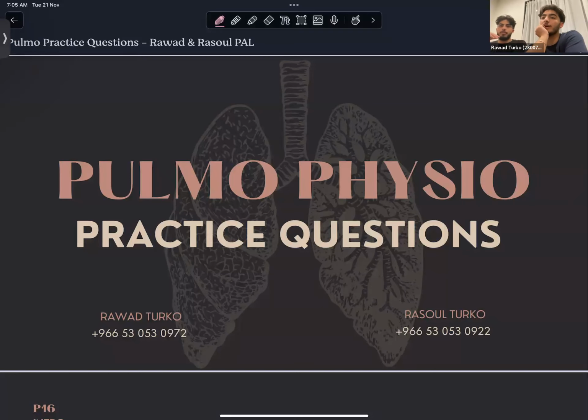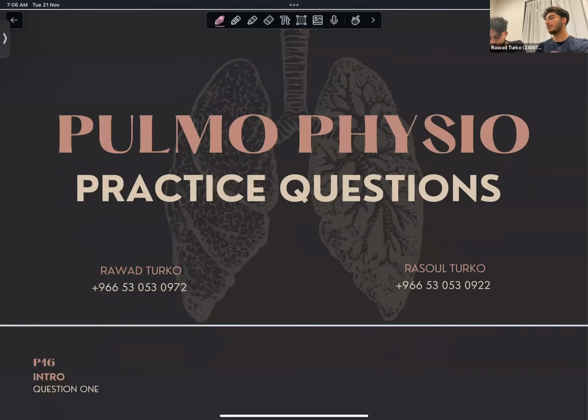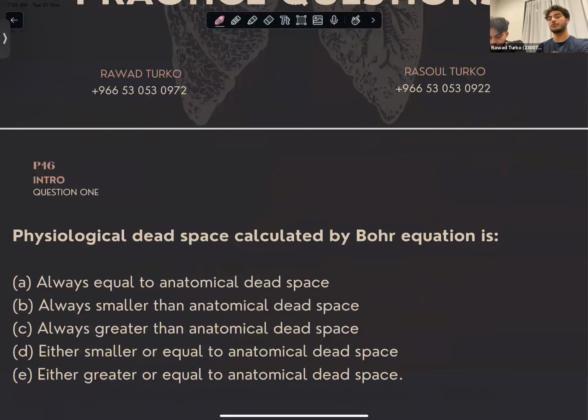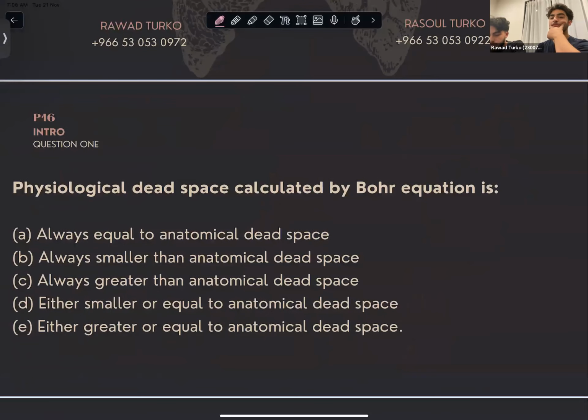I'm expecting everyone to answer questions here, and then we're going to explain why the right answer is right and why the other answers are wrong. So this will let us start. We're going to start with lecture 1, intro. Physiological dead space calculated by Bohr equation is. What do you guys think?